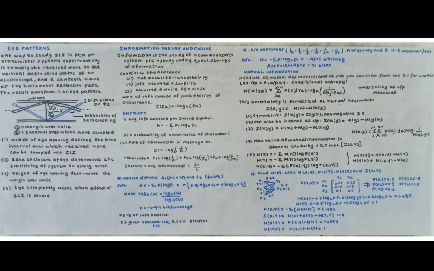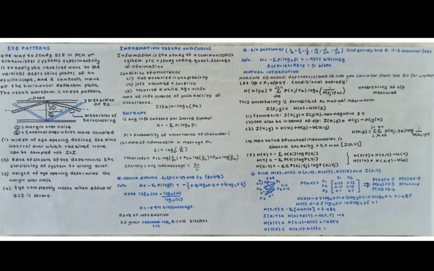The next is mutual information, which is the measure of mutual dependence or the amount of information you can infer from one random variable for another. Again, most of these formulas are not useful. The one that you need to remember though is the one marked number 5. H of x is the negative summation of p of xi log of p of xi. The same for y. And H of x comma y is the summation of every single element for x and y.